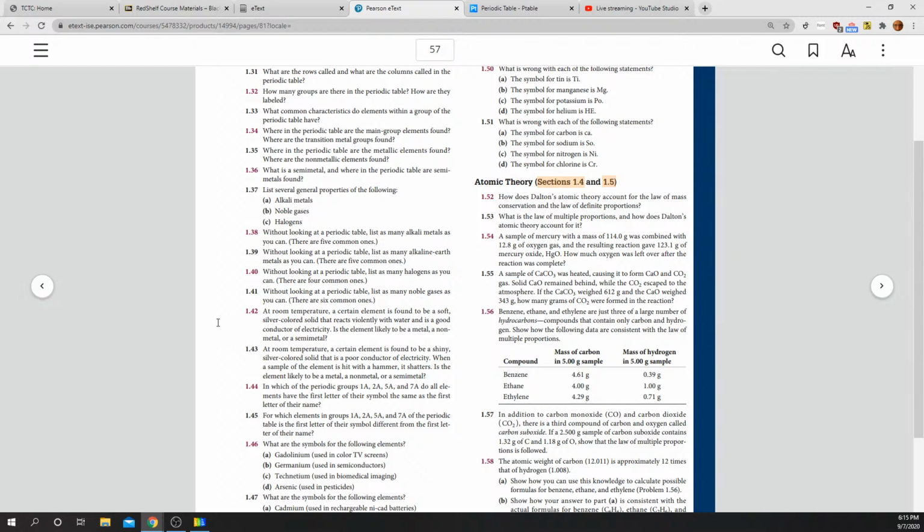All right. Silver-colored solid. That is a big hint that it is not a nonmetal. Nonmetals are dull. They are not shiny. Okay, metals are shiny. But the semi-metals lie somewhere in between. Semi-metals can be shiny or dull.